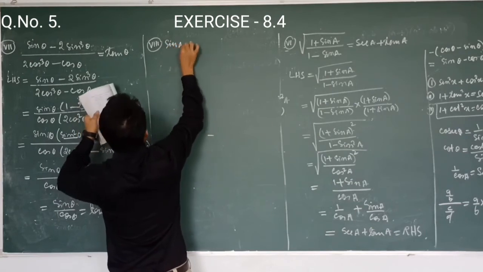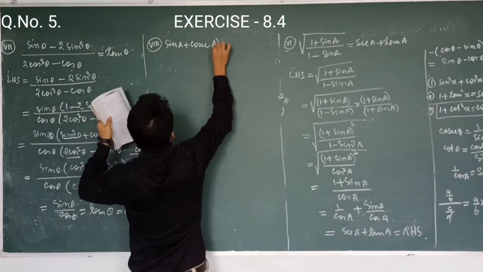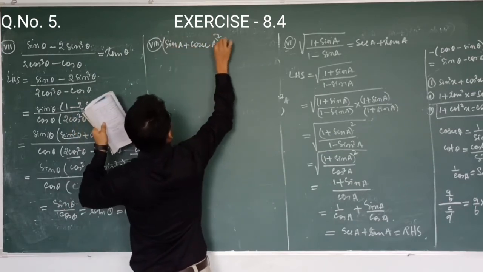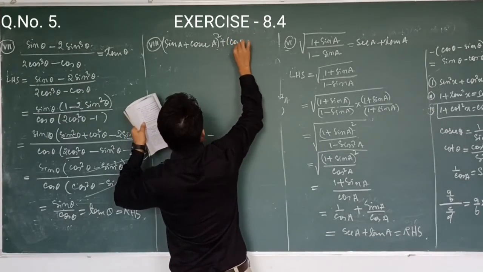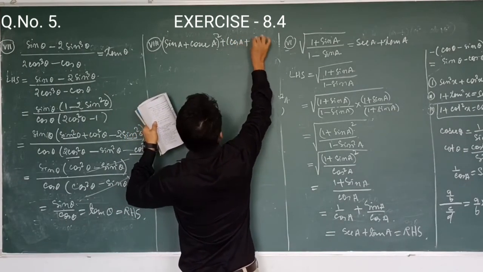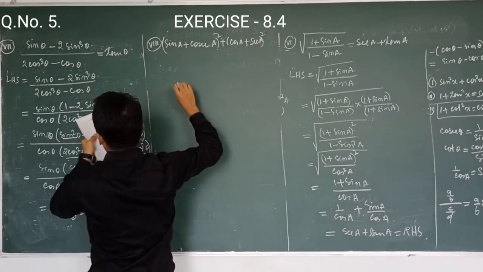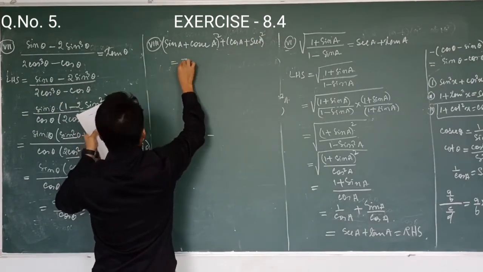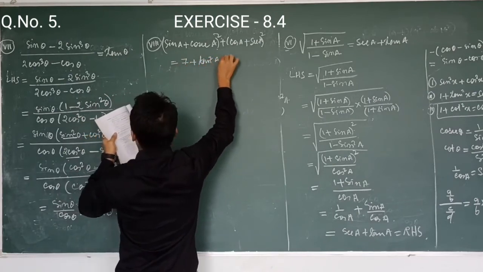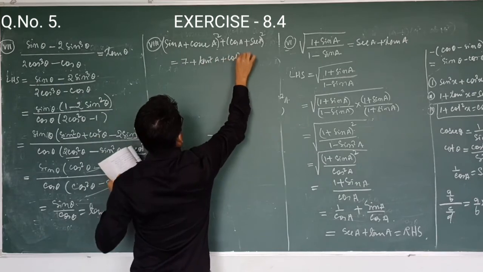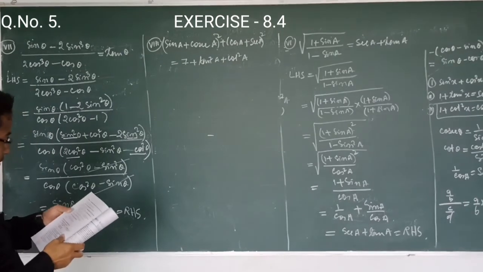Sin A plus cosec A whole square plus cos A plus sec A whole square equal to 7 plus tan square A plus cot square A. This we are going to prove.